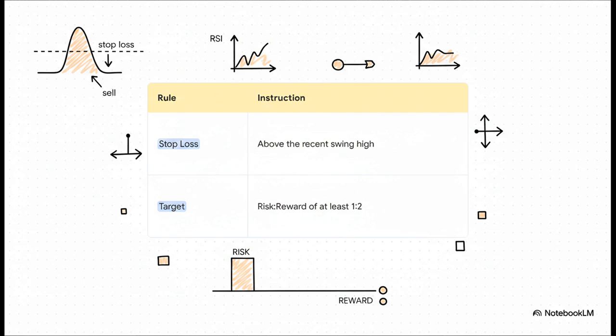And for risk management on the sell side, our stop loss goes just above the recent swing high, the highest peak the price made recently. Again, our risk is small and contained. The target? It's simple. We're aiming for a risk-to-reward ratio of at least 1 to 2. We have to make sure our potential wins are always bigger than our potential losses.